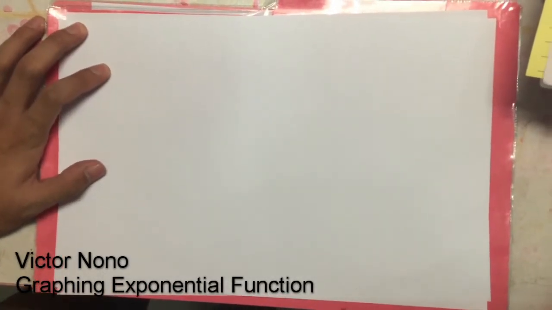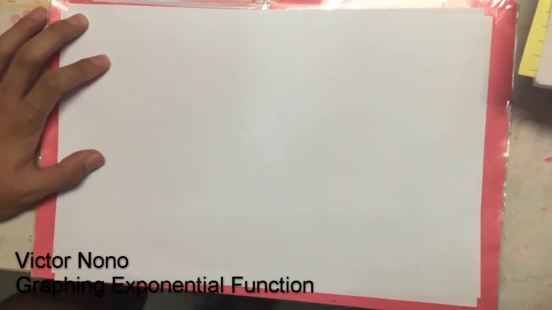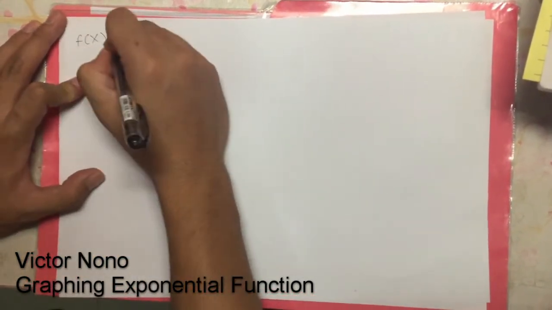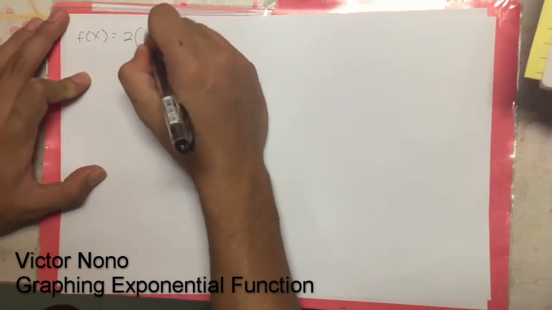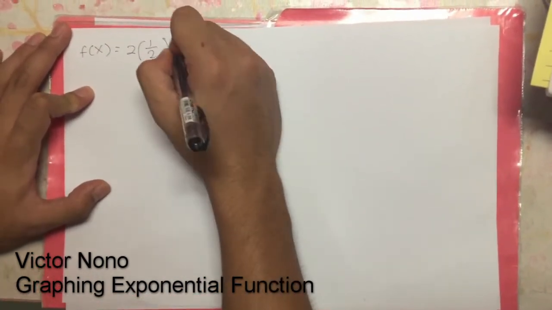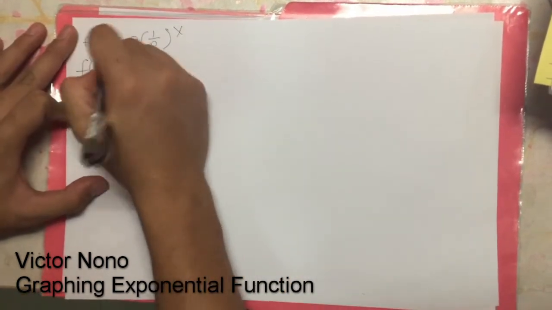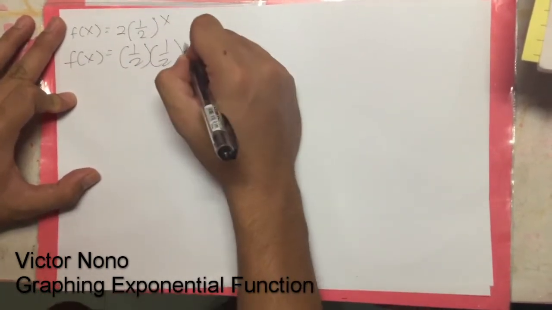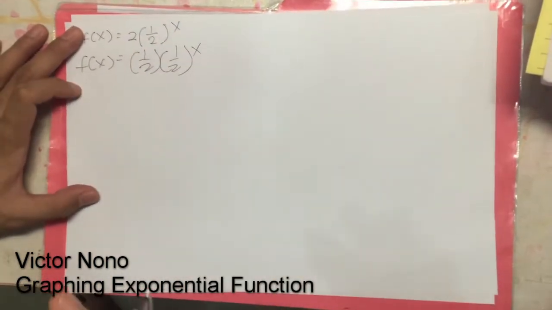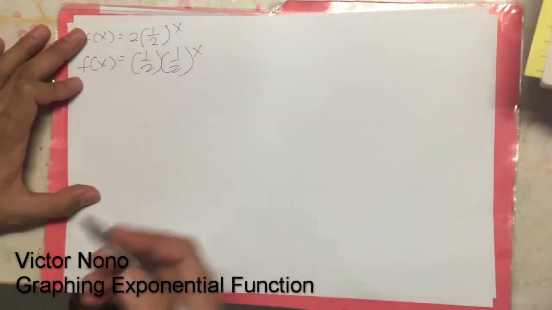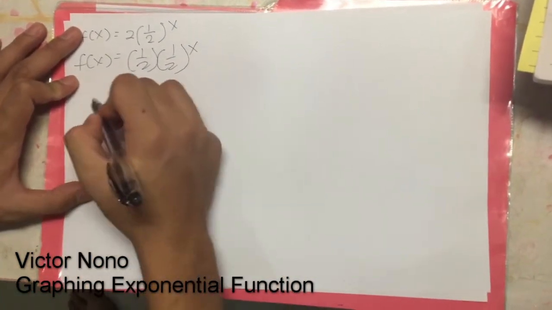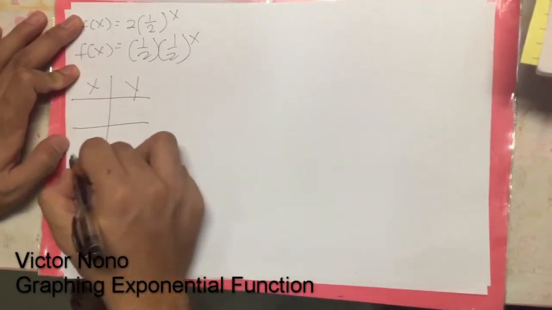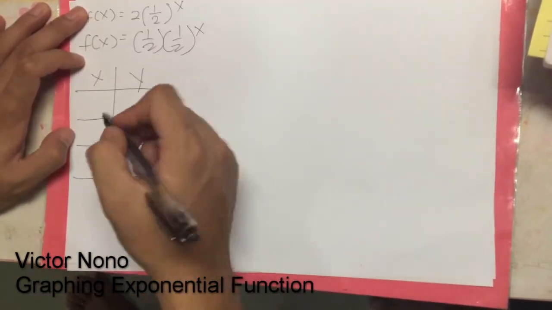So I'll be discussing graphing vertical stretching and shrinking. So let's have a given first: f(x) = 2 times (1/2)^x, and f(x) = 1/2 times (1/2)^x. So the first step is we always make a chart for the x and y axis. So x and y. The domain will always be 0, 1, and 2.